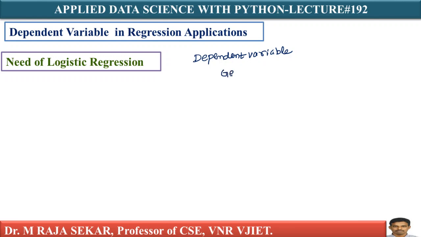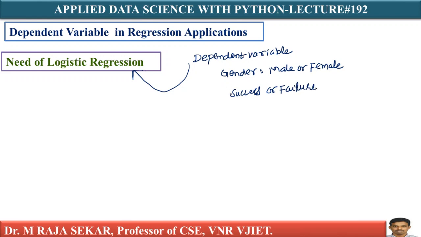For example, gender. Gender is a categorical variable, isn't it? Gender means maybe male or female. If your dependent variable is a categorical or discrete variable, I must make use of logistic regression. Even success or failure, isn't it? How many possibilities are there? Success or failure, only two possibilities, only two categories. If your dependent variable is success or failure, in that case I must make use of logistic regression.